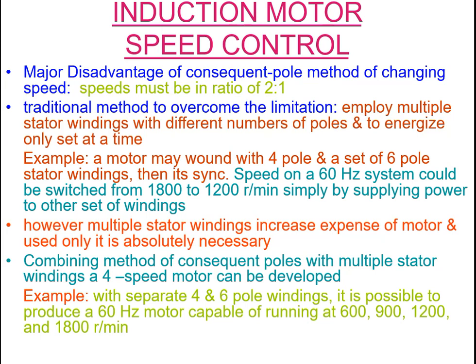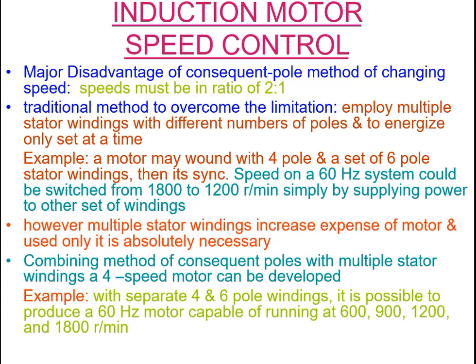Okay, by combining the consequent poles method with multiple stator windings, a 4-speed motor can be developed. For example, with separate 4 and 6 pole windings, it is possible to produce a 60 Hz motor capable of running at 600, 900, 1200 and 1800 rpm. Here these two methods are combined and the speed is varied like this.